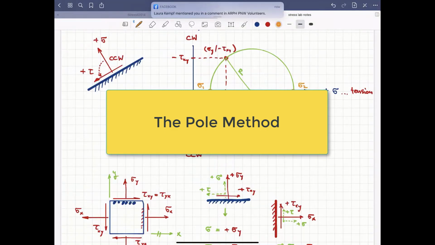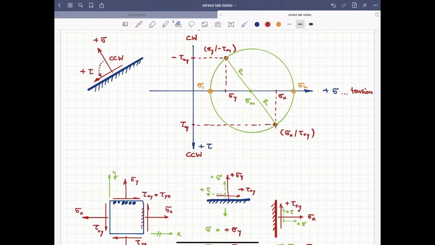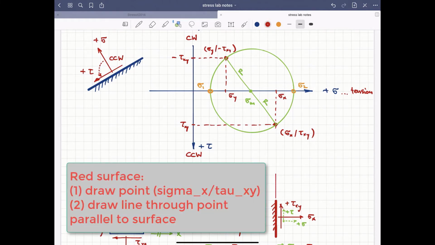The remaining task is to find the orientations associated with our principal stresses. Before looking at those particular orientations, I want to explore another special feature of Mohr's circle. Let's look at our first stress point. It's associated with that red vertical surface.